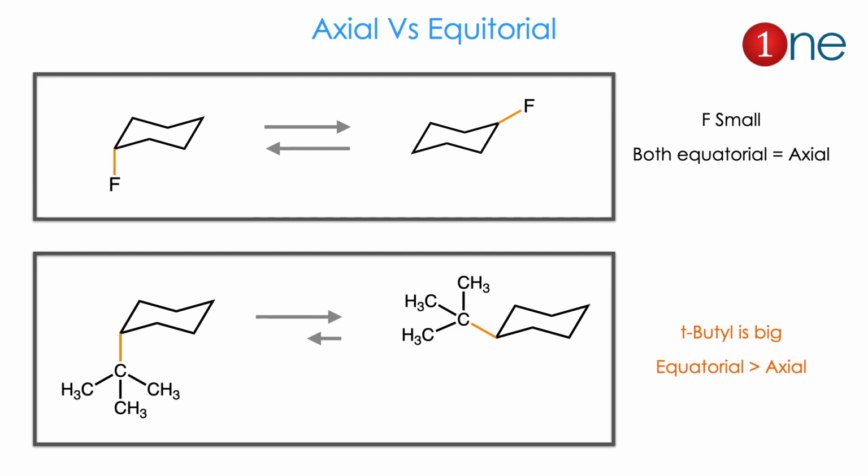Then you should know the bulky group always prefers the equatorial position. Here I have given the first example where fluorine is in the axial position as well as in the equatorial position. Since fluorine is smaller, there is no repulsion, so both equatorial and axial forms are stable. What happens if a bulky group comes? When a bulky group comes, the equatorial position is much more stable than the axial one.